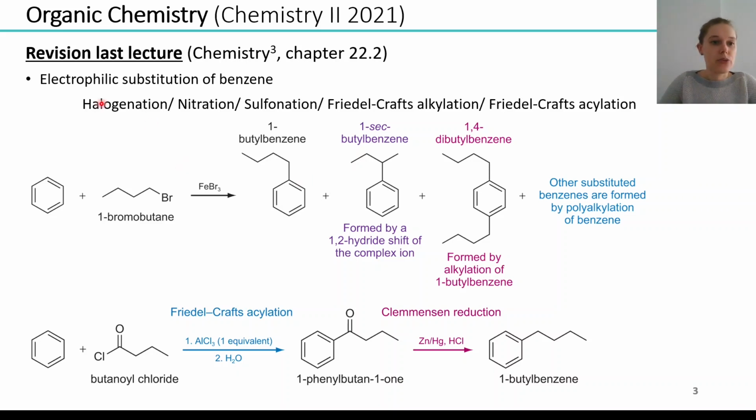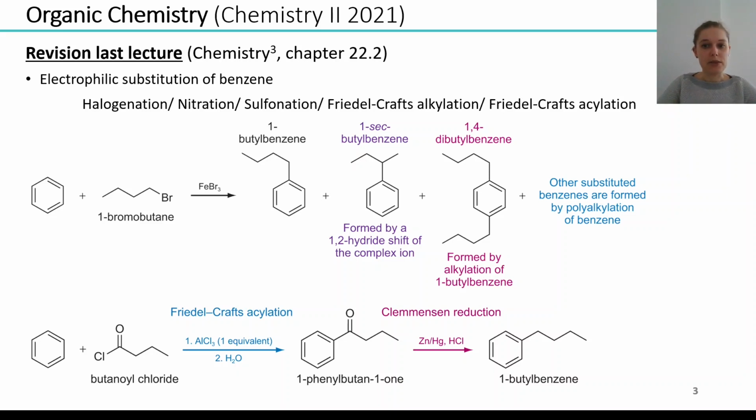Hence, as you can see here, if we have a reaction of benzene with 1-bromobutane and Lewis acid, then we will not only end up with 1-butylbenzene, but also with 2-butylbenzene (sec-butylbenzene) and 1,4-dibutylbenzene. And additionally, other substituted benzenes are also formed. Therefore, Friedel-Crafts acylations are more useful in synthetic reactions than Friedel-Crafts alkylations, as they don't yield mixtures of multiple alkylated benzenes. So, for the formation of alkylbenzenes, usually Friedel-Crafts acylations are the first step.